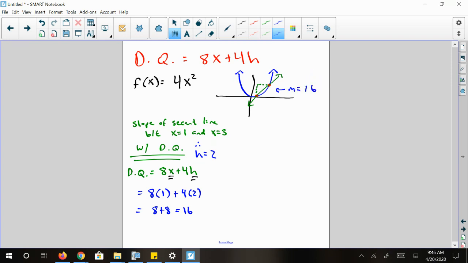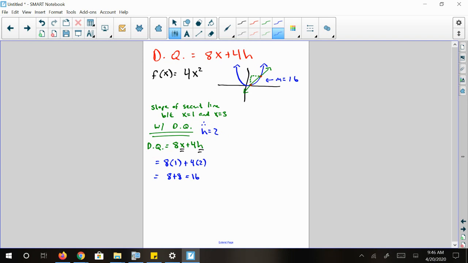Now, if you wanted to try this in reverse, let me start out with 8x plus 4h again. Let's say this time, instead of using an x value of 1, you wanted to use an x value of 3. Well, this would be fine. But what would change here?